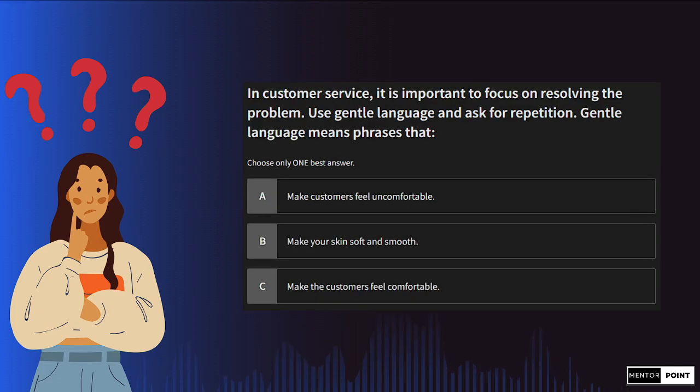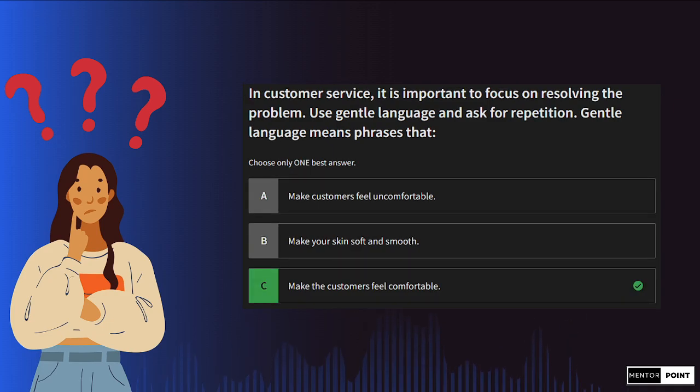Next, in customer service, it is important to focus on resolving the problem. Use gentle language and ask for repetition. Gentle language means phrases that A, make the customer feel uncomfortable. B, make your skin soft and smooth. C, make the customers feel comfortable. And obviously, the right answer for this one is make the customers feel comfortable.